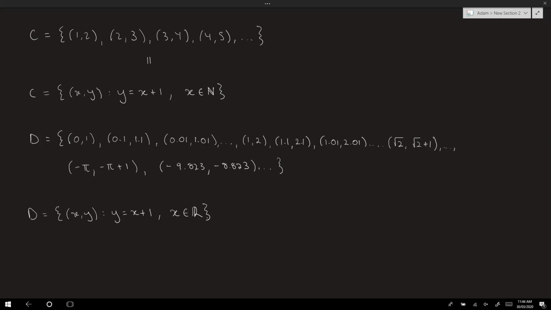Cool, so there we go. That's how we can describe sets, and in particular sets of infinite ordered pairs, such as in C and D, with some rules and some qualifications for what x is allowed to be.